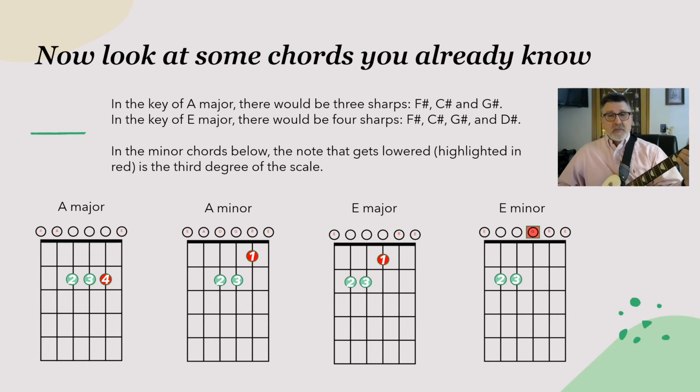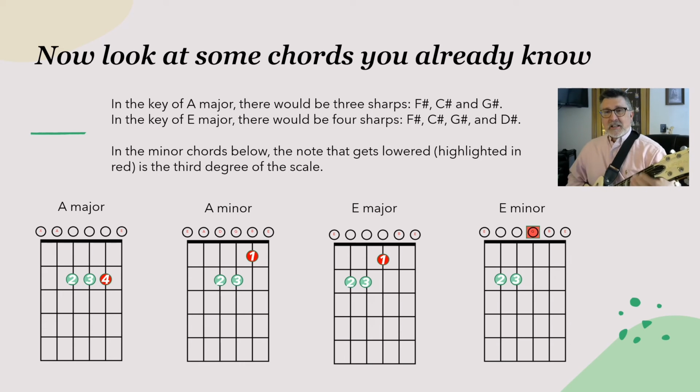Now if I play an A minor chord, look what I do. Look how this changes on the fingering. Let me move my hand around where you can see. When I go from A to A minor, notice that note on the second string gets lowered 1 fret. That is the third degree of the scale, so it gets lowered a half step. So it goes from being a C sharp to a C natural. A major, A minor.